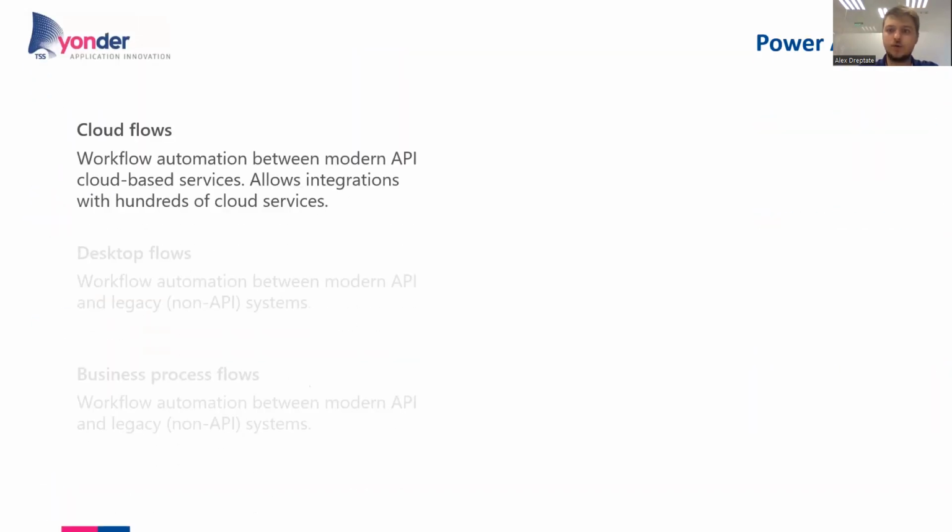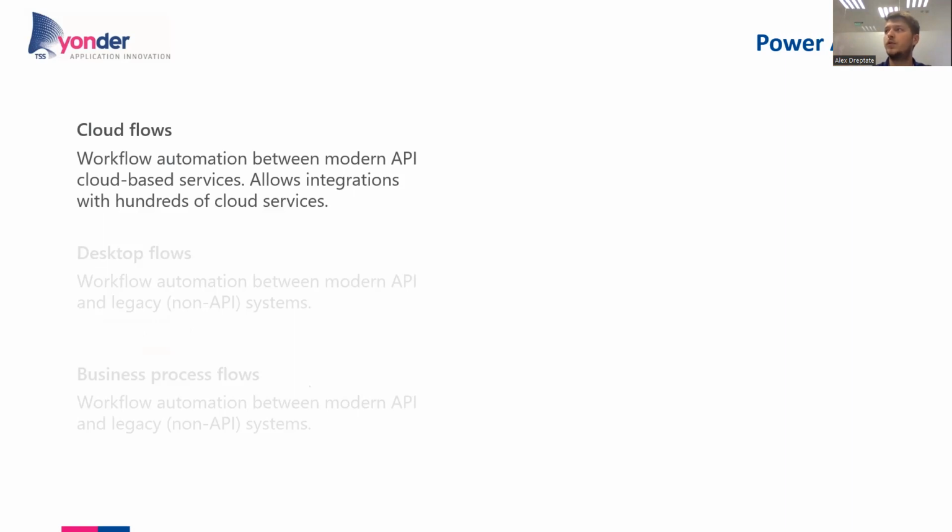And when it comes to building flows, building automations in Power Automate, there are three main ways in which you can build automations. And I'll start talking about the first way, which are cloud flows. So with Power Automate, you'll be able to create some cloud flows. Those basically represent workflow automation between modern API cloud-based services. So they can allow you to integrate together hundreds of cloud services.